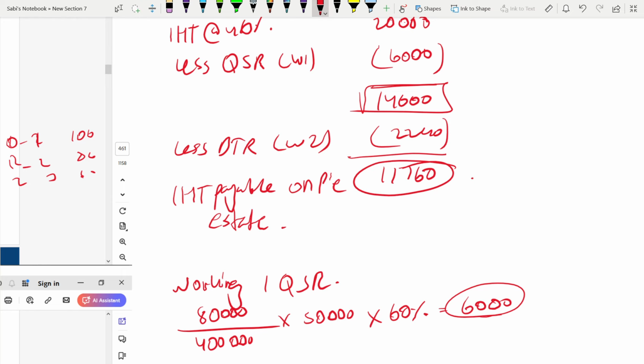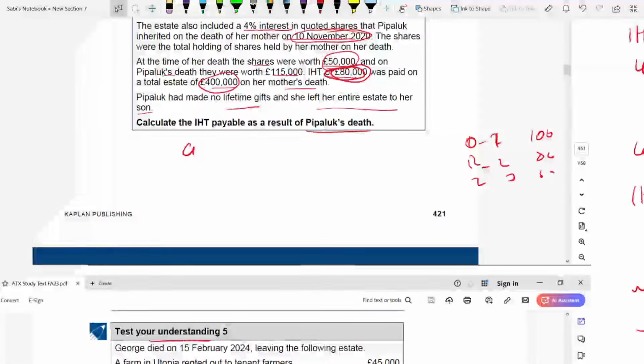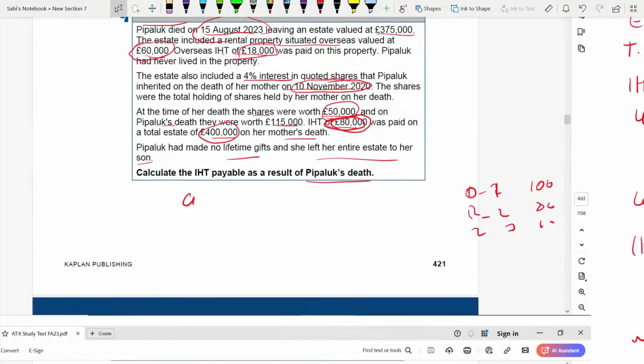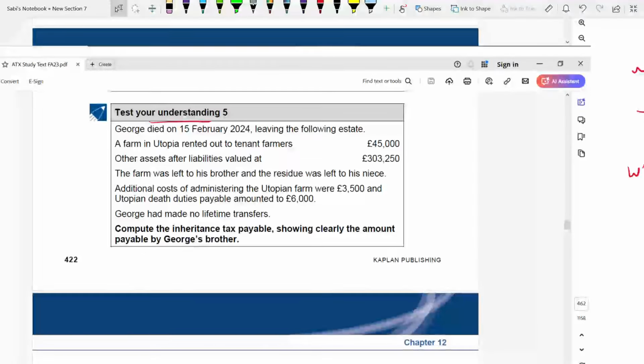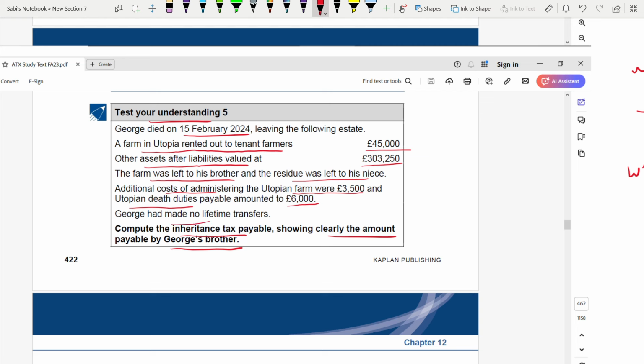Now, we'll move on to test understanding 5. Compute the inheritance tax payable, showing clearly the amount payable by George's brother. You have to do some division here. Distribution you have to do to show how George's brother is paying. So George died on 5th Feb 24. A farm in Ethiopia rented out to tenant farmer, 45,000. Other assets after liabilities 3,250. Farm was left to his brother and the residue was left to his niece. Additional cost of administering the farm was 3,500. Death duties 6,000. George made no lifetime transfer.